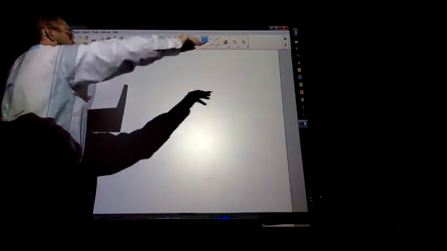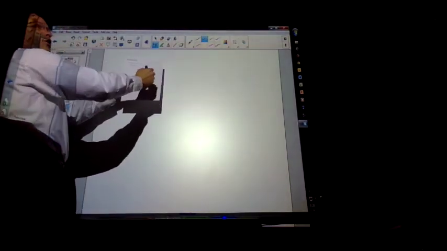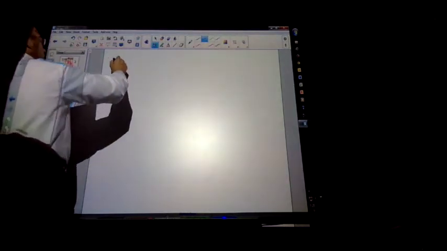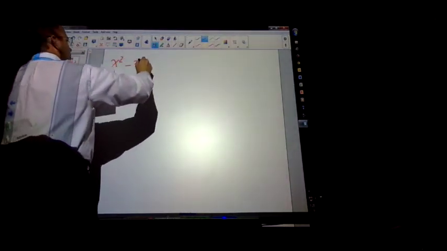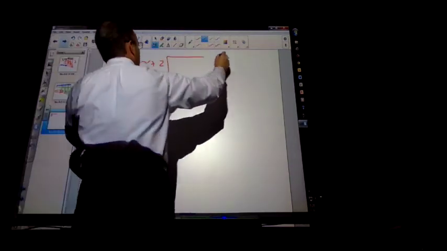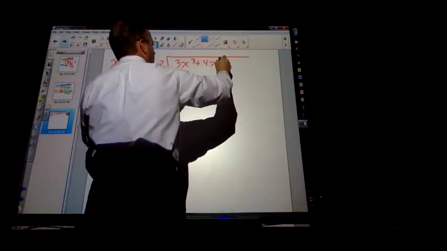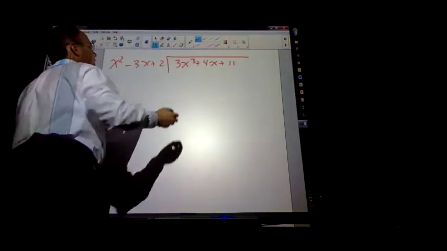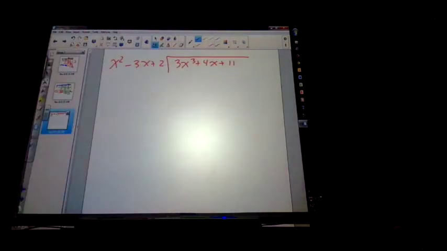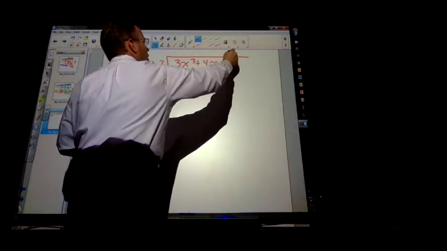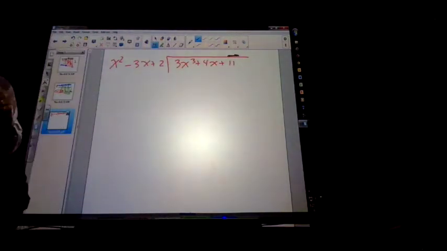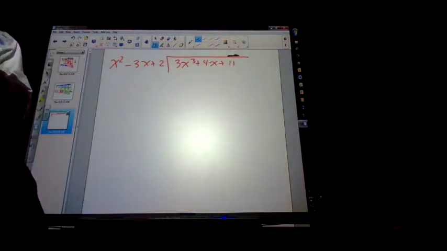I'm doing the one on the right side, this one. I know you can squint and probably see that. So I have x squared minus 3x plus 2 into 3x to the third plus 4x plus 11. Okay, I'm dividing by how many terms? 3. So I'm going to move all the way over here. So what do I have to multiply times x squared to make it 3x to the third?